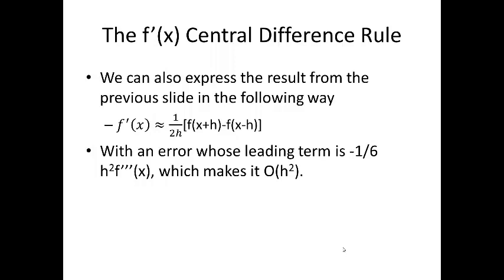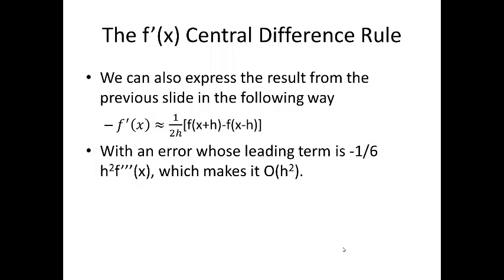With an error whose leading term is minus 1 over 6 h squared f triple prime of x, which makes it O of h squared. This is the error term for the central difference rule. Note that we're assuming the third derivative is continuous over the interval from x minus h to x plus h.